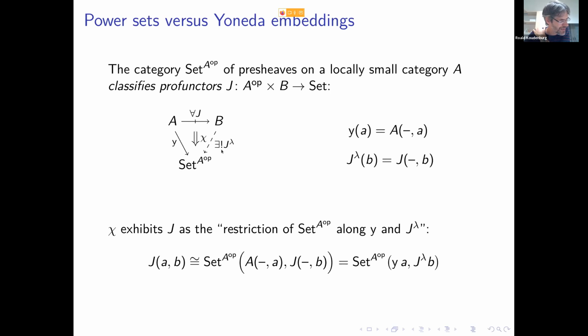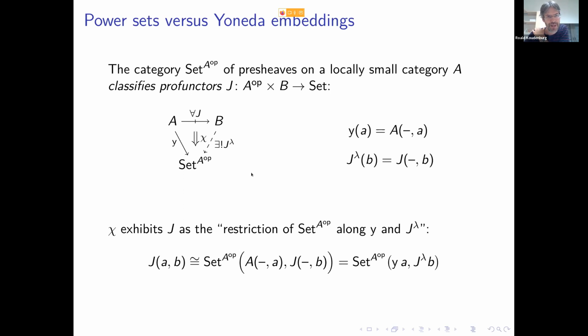So some other things here. This presheaf category might not be locally small, right? It's only locally small if A is essentially small. So in general, it will be locally large. And also B we can take to be locally large. That is okay.